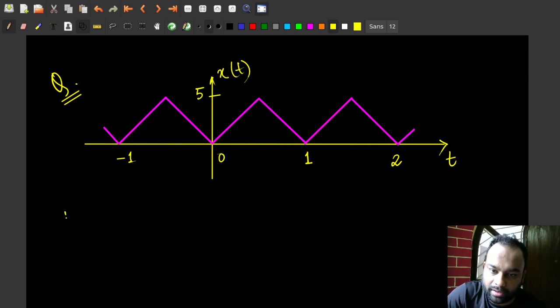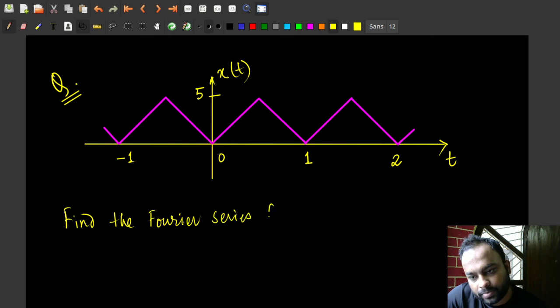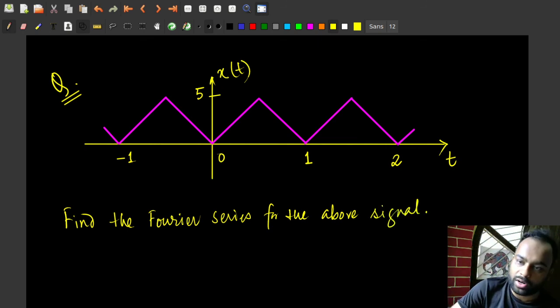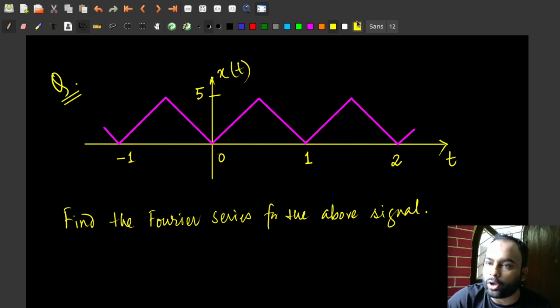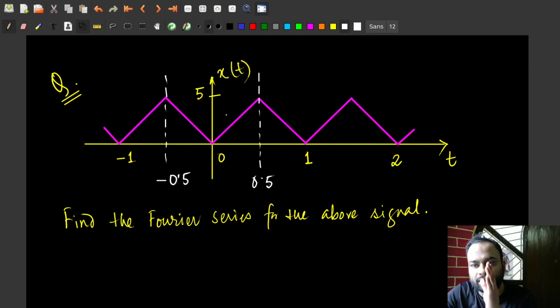So the question is, find the Fourier series for the signal. That will be your homework. Again, you have to be able to mathematically express this. We have to take the signal from minus 0.5 to plus 0.5, because that constitutes one full period about the origin.